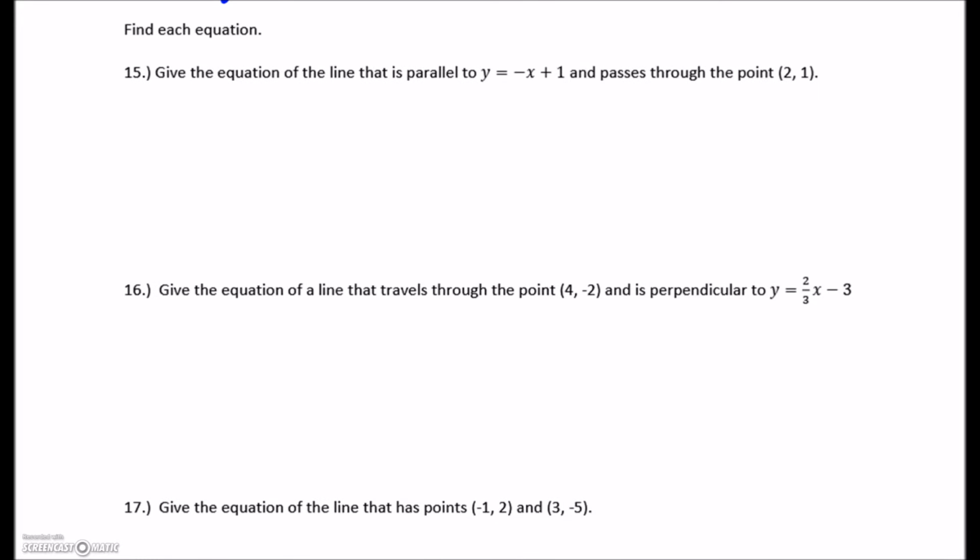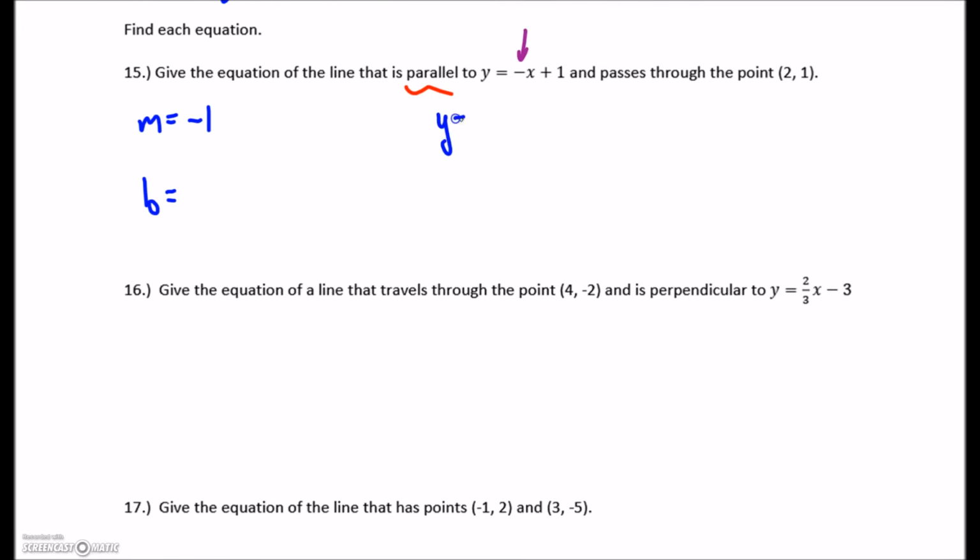In number 15, we have to find the equation of the line that's parallel to y equals -x plus 1, but passes through the point (2, 1). Whenever we're trying to find the equation of a line, the two things that I need are the slope and the y-intercept. It tells me that I'm going to be parallel to this line, so I look at the slope of this line, and this line has a slope of -1. I know that parallel lines all have the same slope, so my line is also going to have a slope of -1. And now I just need to find the y-intercept.